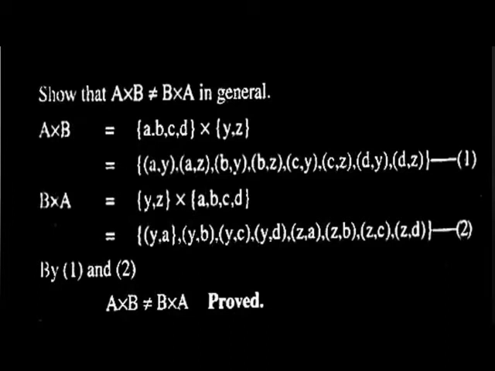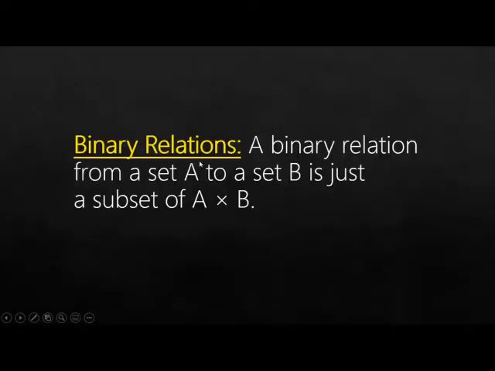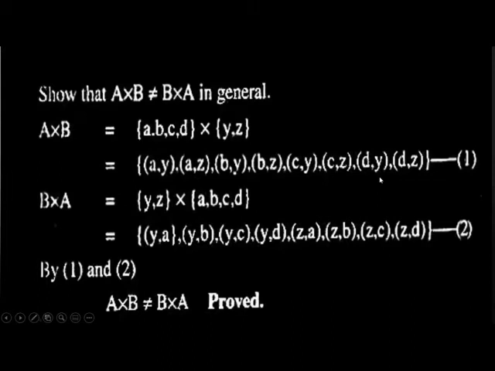All the elements are being paired with all the elements of set B. So all the first components of the ordered pairs belong to set A. Here you can see the first component belongs to set A, here as well. In each case, you can see that the first component belongs to set A, but in each ordered pair, the second element belongs to set B.